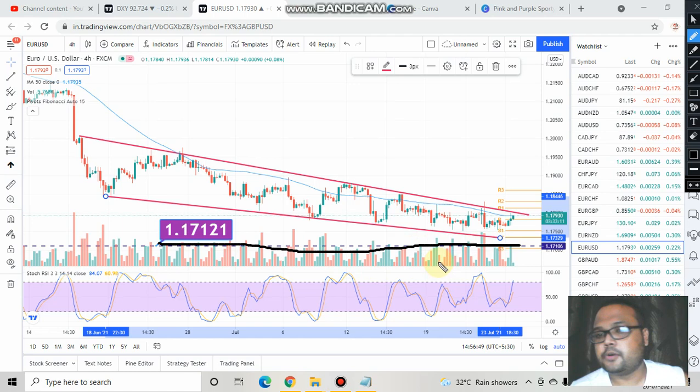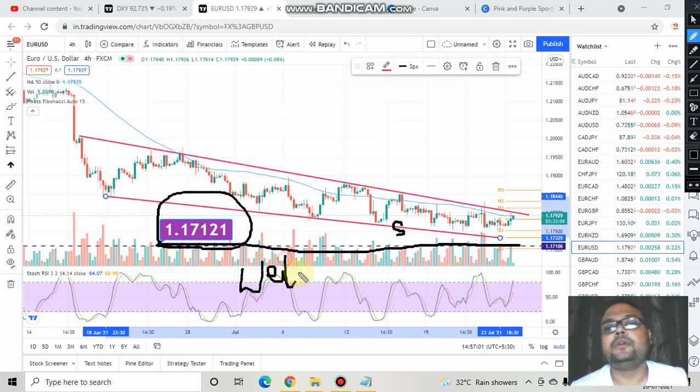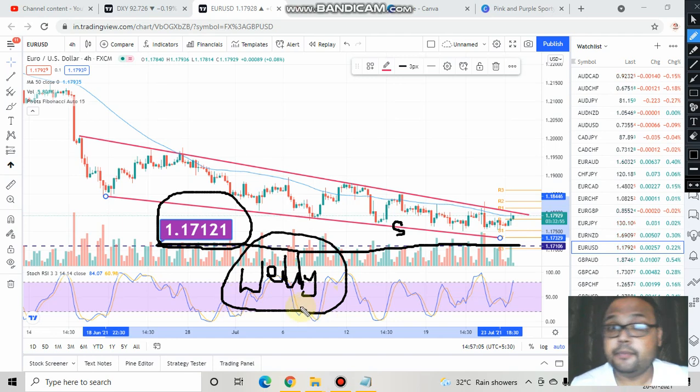1.1712. This is the support from the weekly chart. Though right now the market is trading in a channel and this is a dynamic support for the market, we have this 1.1712 from the weekly chart. And as we all know, the support and resistance levels from the weekly chart are extremely important for the market, because those levels are of the big boys, the big players.